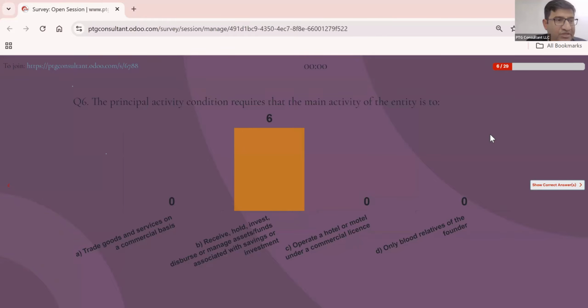Here, I would like to share another aspect. I'm sharing my understanding from what I went through, and once I finish, you can add your point of view. All the participants are open to highlight or share comments. When we talk about the family foundation and the main activity, we mention here: receive, hold, invest, disburse.